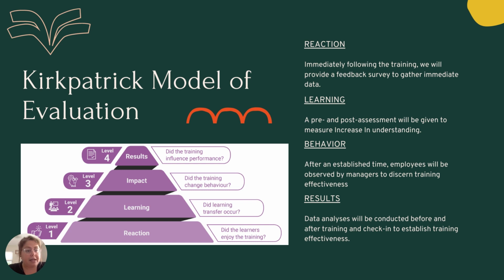The second one is learning. This is where a pre- and post-assessment will be given in order to measure the increase of understanding within trainees. The third is behavior. After an established time confirmed by the design and administrative teams, employees will be observed by their managers or supervisors to discern the training's effectiveness. The fourth is results. Data analyses will be conducted by the design and administrative teams before and after the training and will determine the training's effectiveness. One of these data analyses is also part of your Step 1.